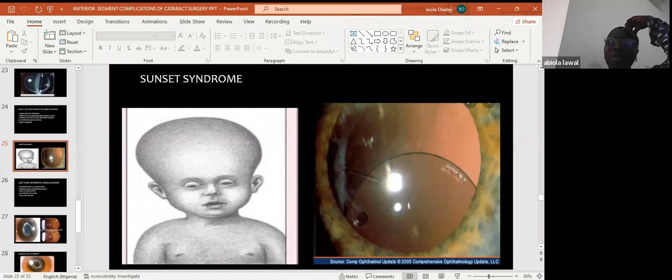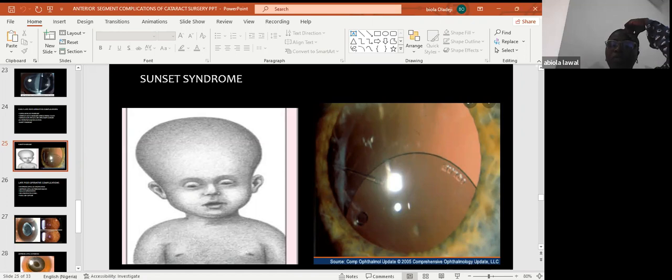So to manage that, the fluid has to come out somehow. So doing a laser capsulotomy, such that the fluid can escape posteriorly, can help to relieve that. Okay, I hope that answers the question.